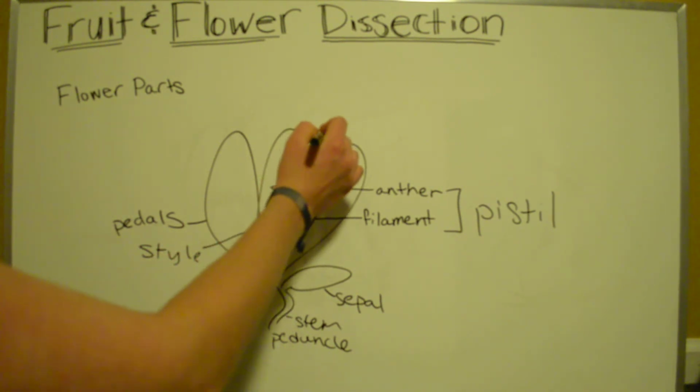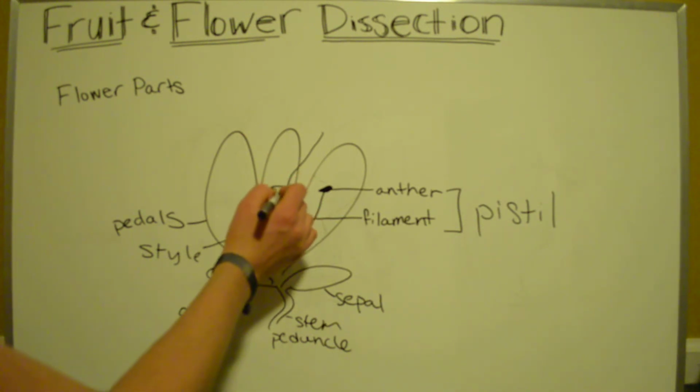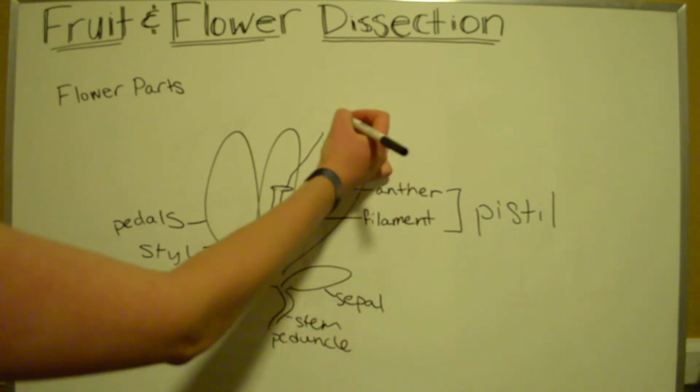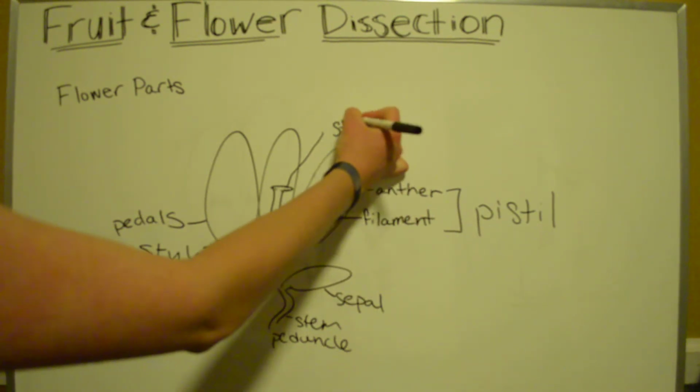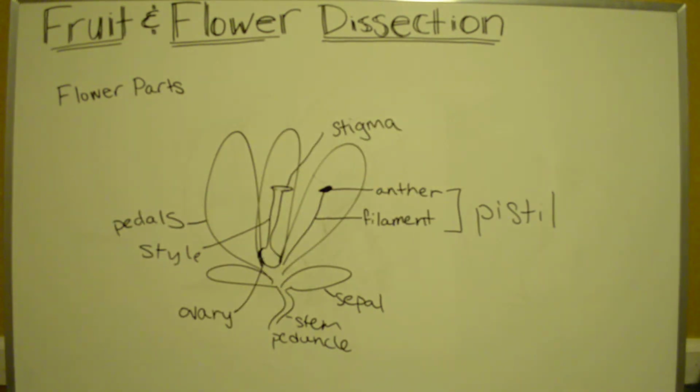And then up here, this is going to be like this little sticky patch, and that's where the pollen grains are going to get stuck. That's called the stigma. So we call it the sticky stigma. It's a good way to remember it. Okay.